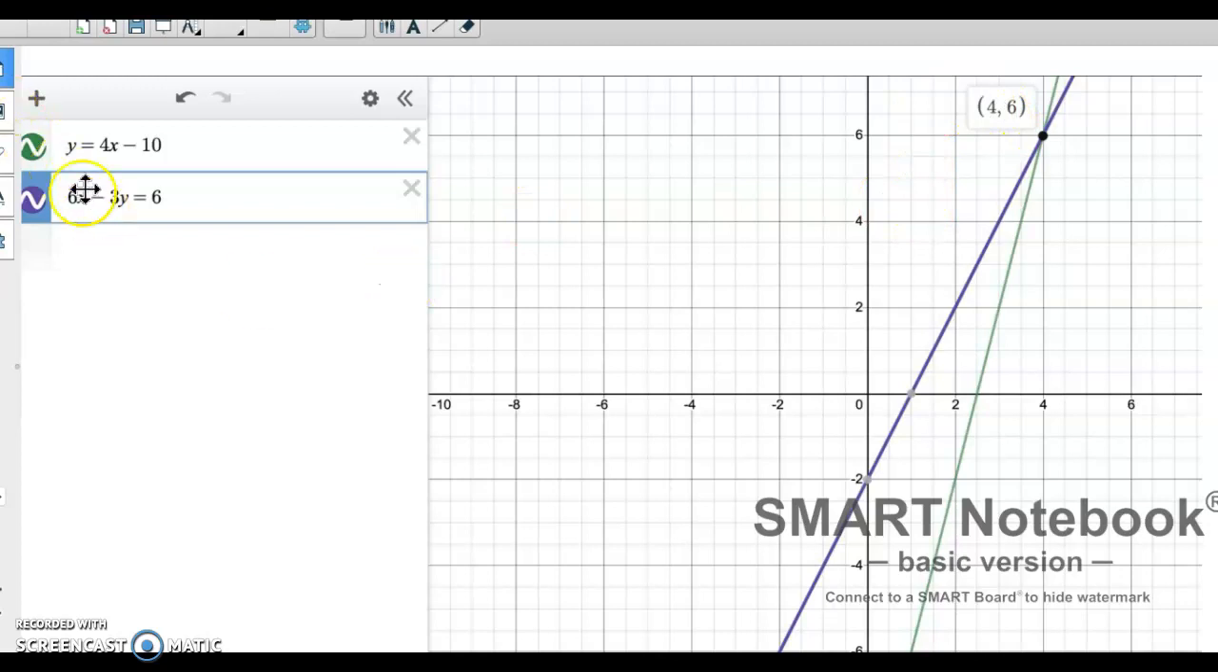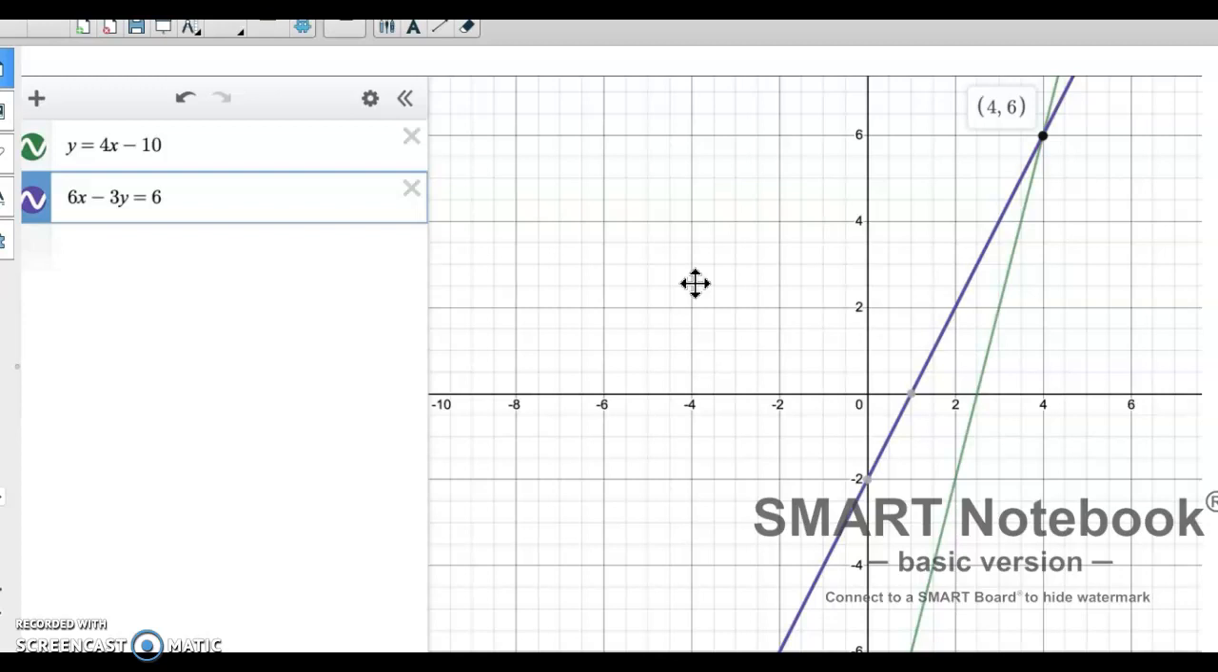So the first equation, y equals 4x minus 10, is graphed here in green. And then that was in slope-intercept form. It graphed it easily. The second equation, 6x minus 3y equals 6, is the purple line here. So that equation was in standard form, but Desmos will still graph it, which is a super nice thing about Desmos. So then remember, the solution to a system of equations is where the two graphs intersect.